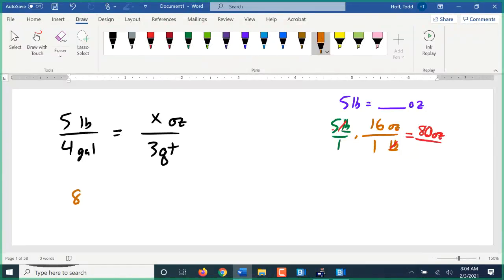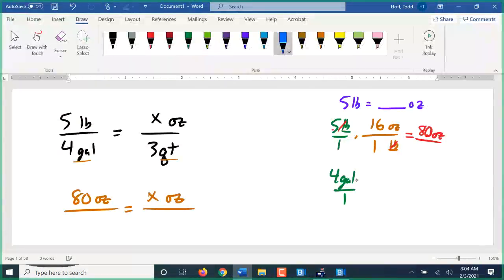To redo this, I'm going to put 80 ounces on top. For the bottom unit, which is the smaller unit, gallons or quarts? Quarts. So I'm going to convert my gallons into quarts. For gallons, put it over 1. Gallons on bottom going into quarts. 1 gallon is the bigger unit. How many quarts are in a gallon? 4. Gallons cancel out. 4 times 4 quarts is 16. This becomes 16 quarts here.